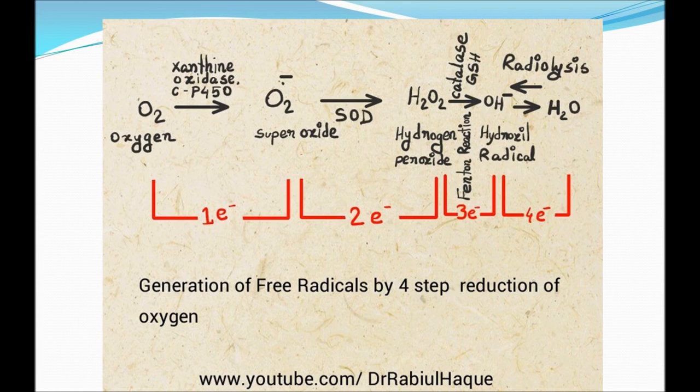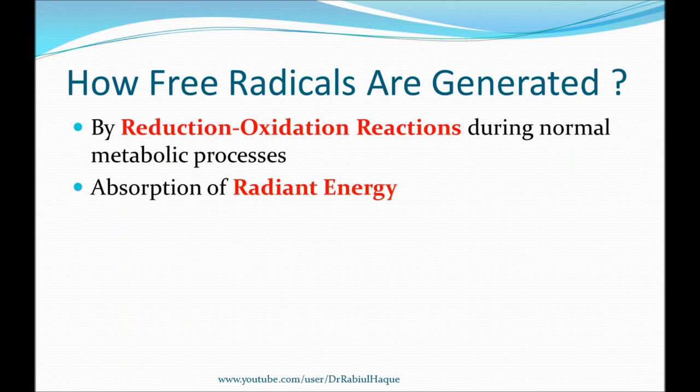And finally, on the fourth step, you can see that there is production of water from hydroxyl radical. The next mechanism of free radical generation is during absorption of radiant energy, for example absorption of ultraviolet light and X-rays. We have already given one example. We have seen that ionizing radiation can hydrolyze water into hydroxyl ion and hydrogen free radicals, and we have already mentioned that in the previous diagram by denoting it as radiolysis.